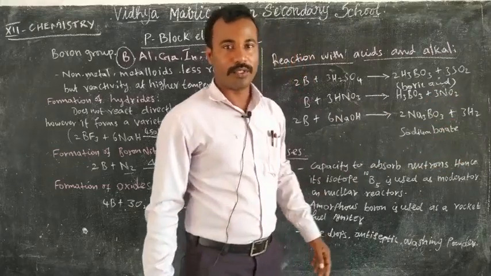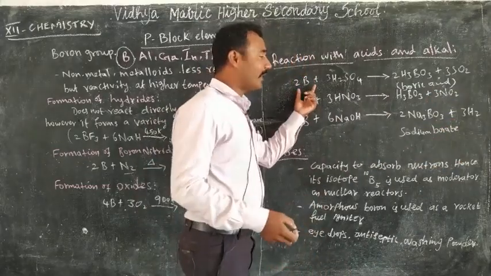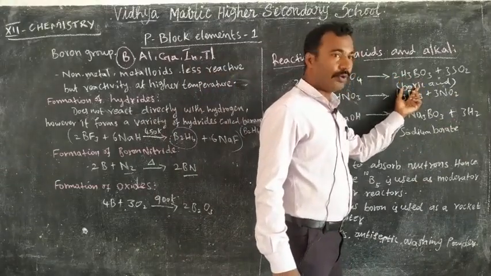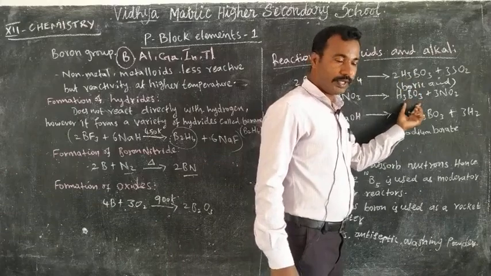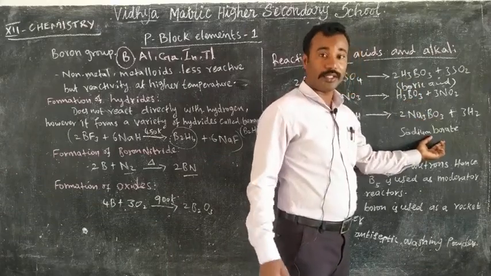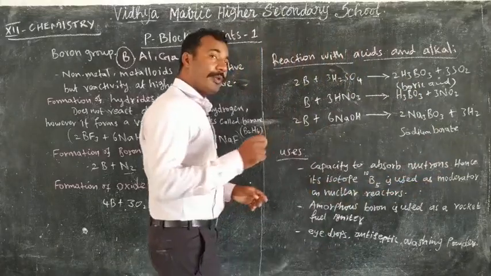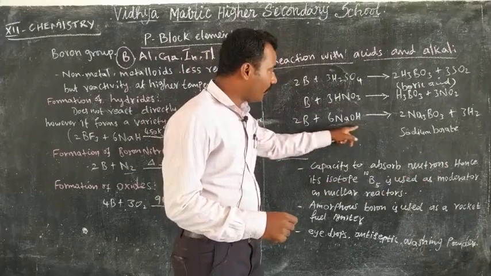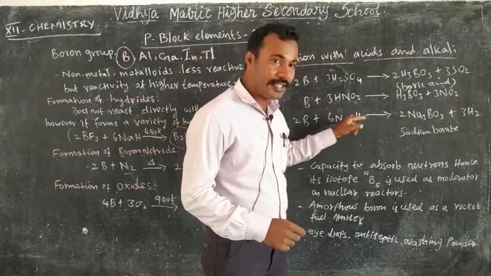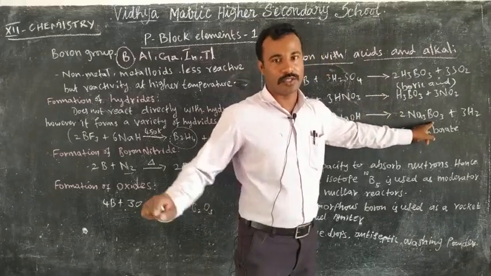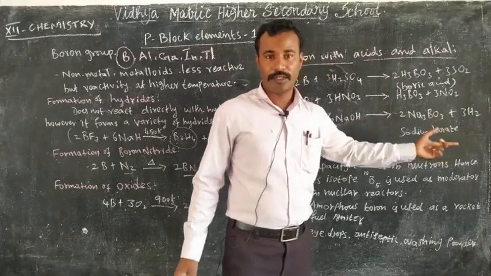Listen, whenever you write the reactions, you have to write the name at the bottom. For example, H3BO3 boric acid, Na3BO3 sodium borate. Then you have to make the sentence. Boron reacts with sodium hydroxide, and the arrow indicates it gives sodium borate. That's all. Very good.